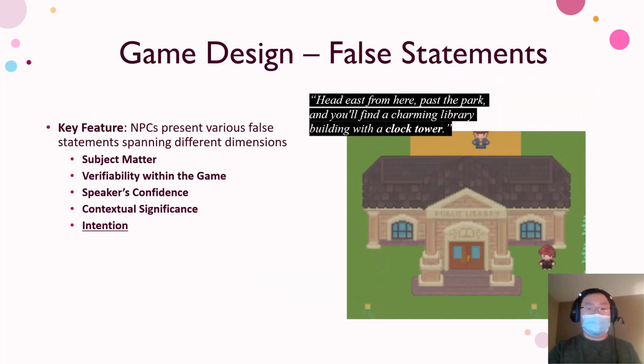The key feature of our game is that it has several false statements made by the NPCs. Not so many because it will make things very obvious, but they are sprinkled into the game at times. We vary them based on the dimensions of lies in past literature, as shown here. However, one thing that's quite important in the literature of lying is that of intention.